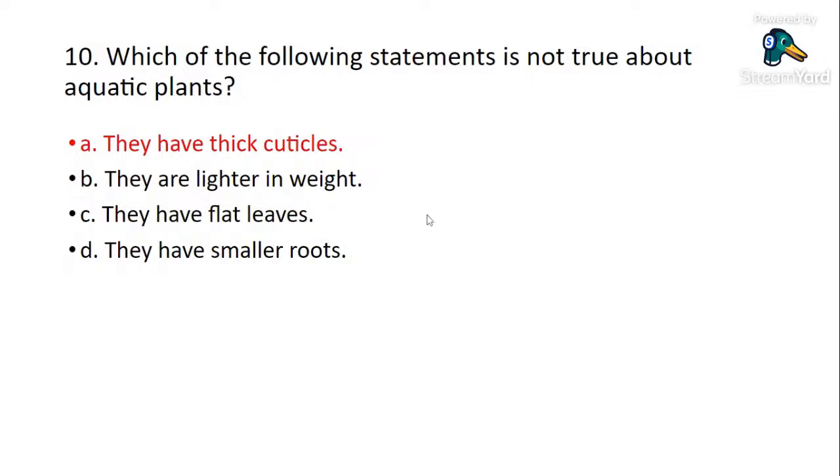Okay, which of the following statements is not true about aquatic plants? They have thick cuticles. They don't have thick cuticles.